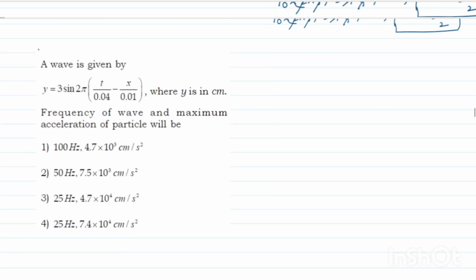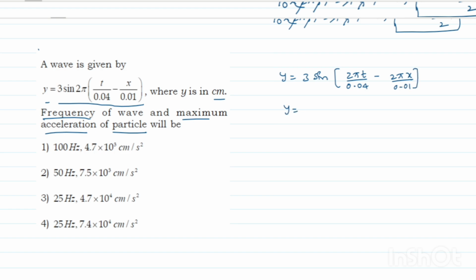Let us see the next question. A wave is given by y equals 3 sin 2 pi into t by 0.04 minus x by 0.04, where y is in centimeter. The frequency of the wave and the maximum acceleration of the particle they are asking. So here the equation is given as y equals 3 into sine, and you can take inside, 2 pi into t by 0.04 minus 2 pi into x by 0.01.